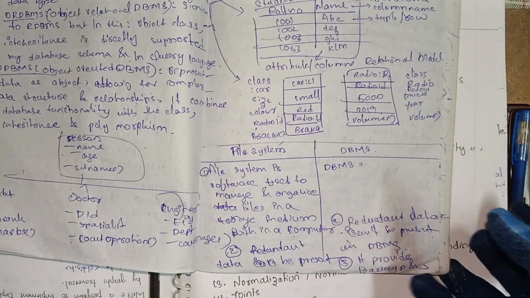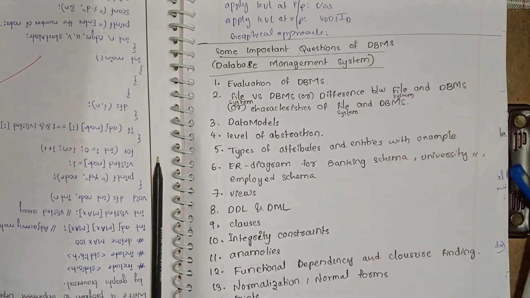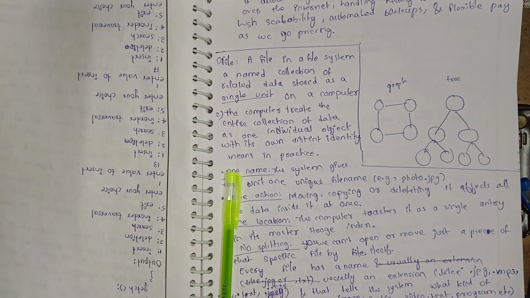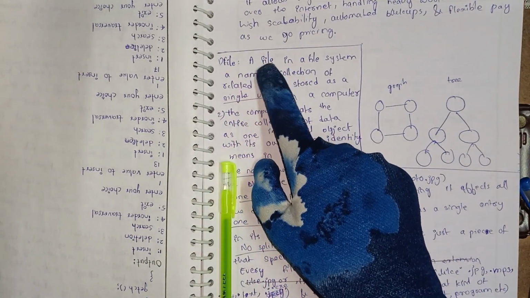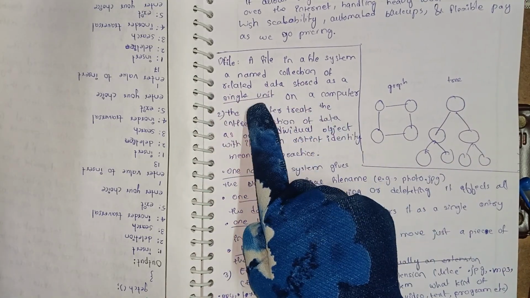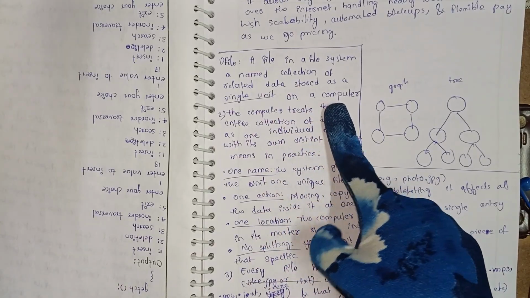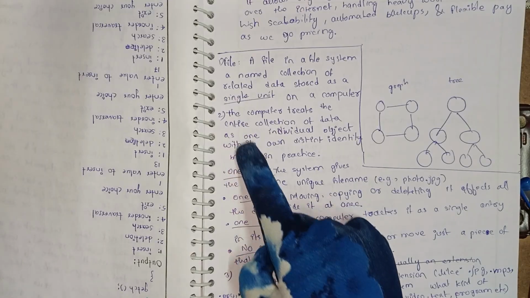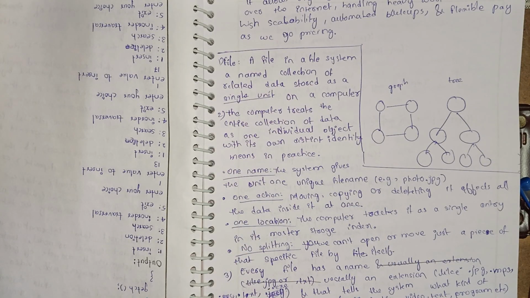So what is file here? A file in a file system is a named collection of related data stored as a single unit on a computer.